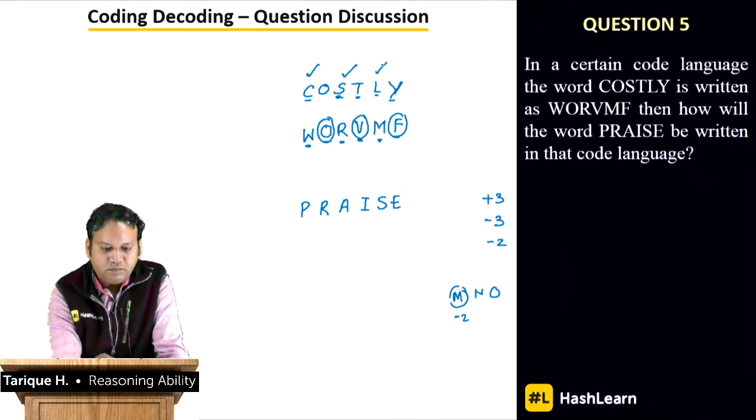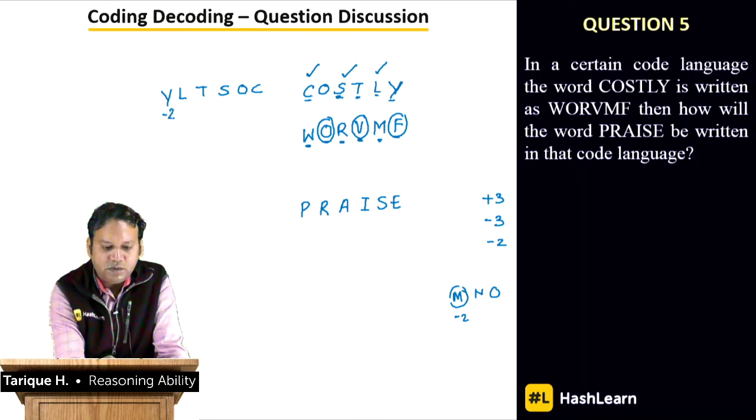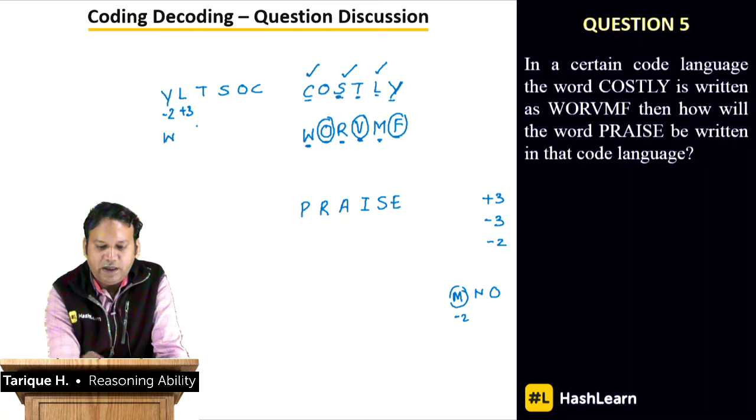You see, first of all, the word costly, you write it in reverse: Y, L, T, S, O, C. So we reverse this word. Costly, we write in the opposite, so it becomes Y, L, T, S, O, C. And then from Y we do minus 2. So minus 2 gives you W. And for L we do plus 3. So L, M, N.